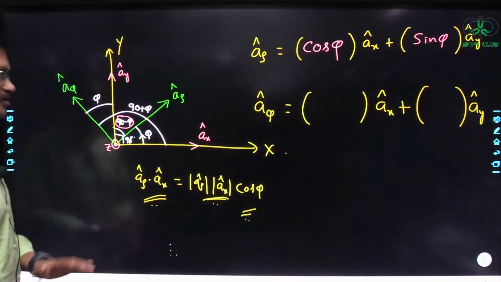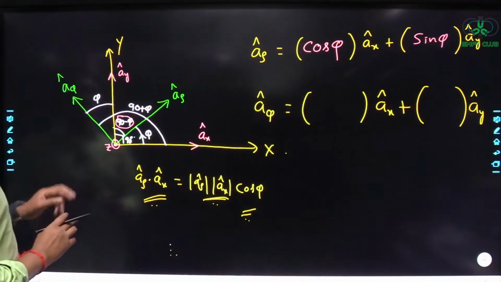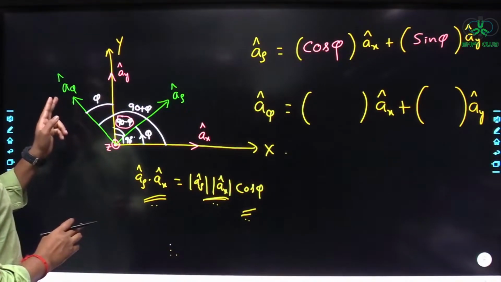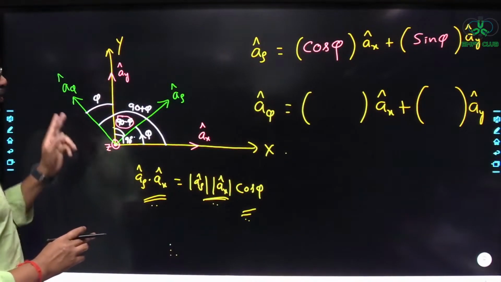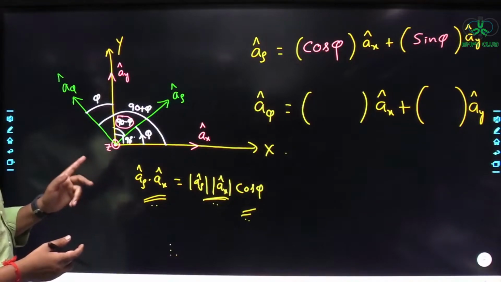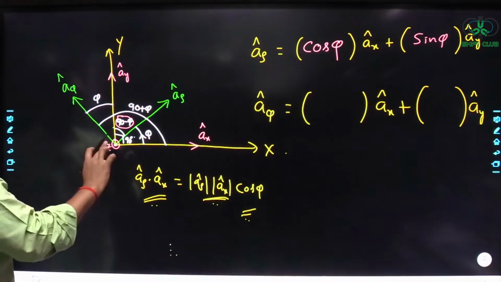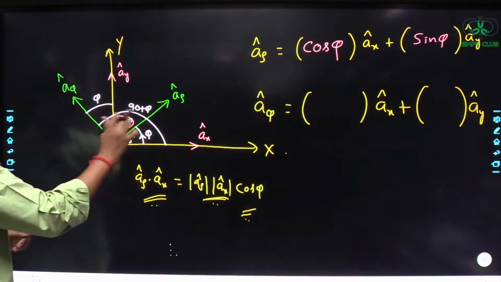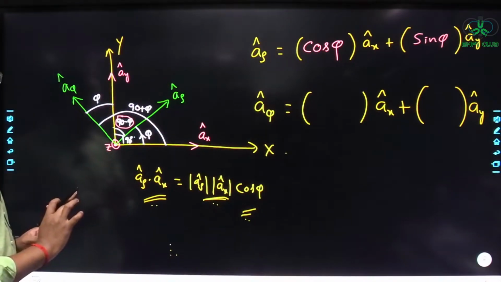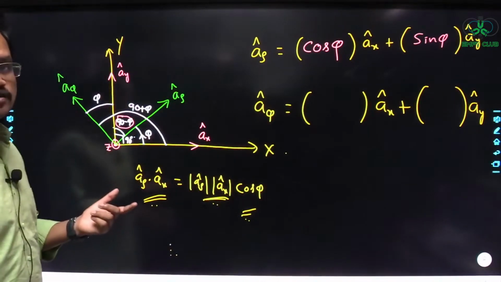Next, coming to a phi cap. What is the x component of a phi cap, the component of a phi cap along x here? You need the angle between a phi cap and ax cap, which is nothing but 90 plus phi. So as I have told, simply write cos of 90 plus phi. So what is cos of 90 plus phi?